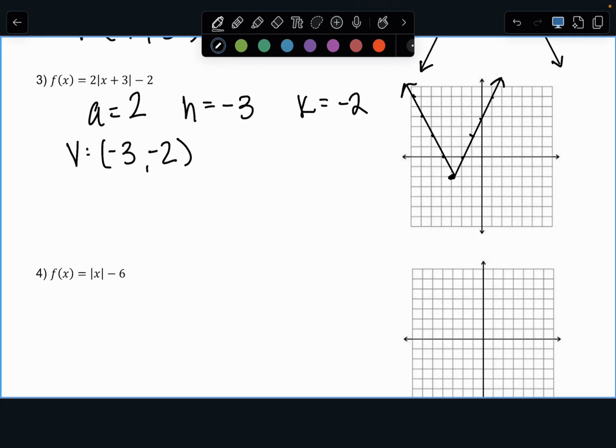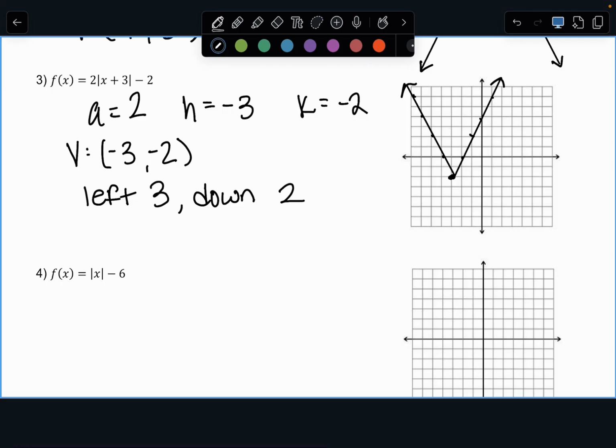And that's it. The actual graphing part is probably fairly simple. The harder part is actually writing down the transformations and maybe the domain and range. So for this one, let's talk about transformations. Left or right? Which way did I move? Left, how many? 3. Up or down? Down, how many? 2. That's coming from my K value.